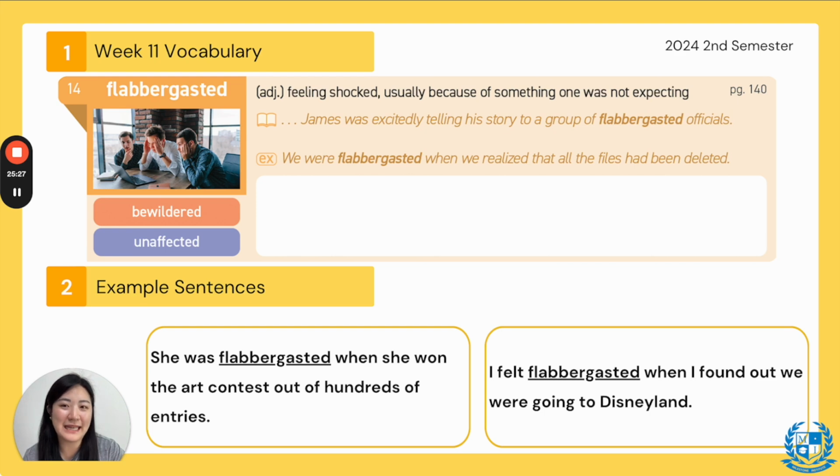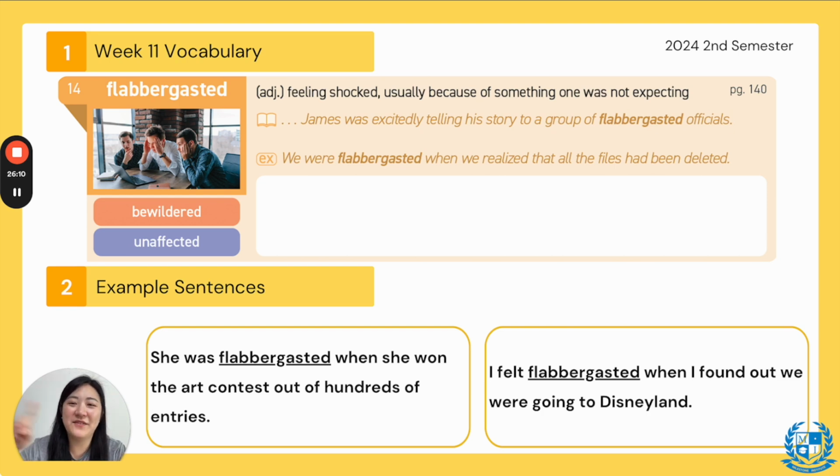Number 14, our last word for the novel. Everyone say flabbergasted. It's kind of a silly word, isn't it? Flabbergasted. The synonym is bewildered, and the antonym is unaffected. It's an adjective and it means feeling shocked, usually because of something one was not expecting. So flabbergasted is another synonym for just shocked. In our book, it says James was excitedly telling his story to a group of flabbergasted officials. They're like, oh, what? Really?